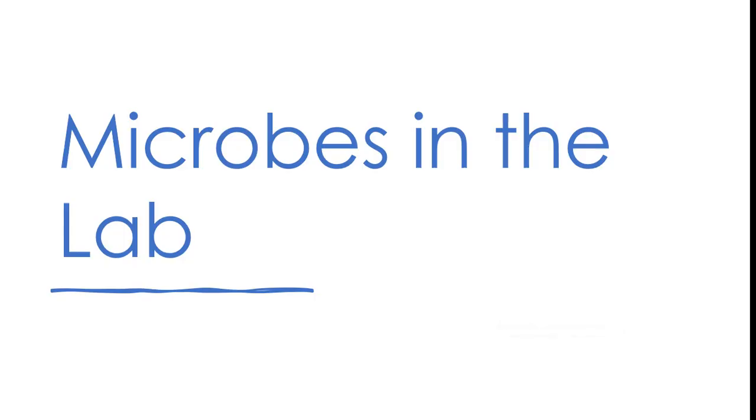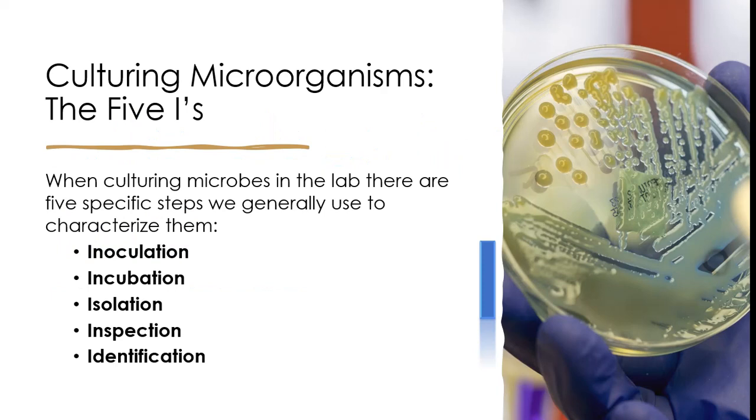As part of Chapter 2, we're going to do a brief discussion on microbes in the lab. Basically, we're just trying to get an understanding of how you culture microbes in the lab. When you're culturing microbes, especially bacteria in the laboratory setting, there are 5 steps that are generally used, and we're going to refer to those as the 5 I's. Why? Because each starts with the letter I. So you have inoculation, incubation, isolation, inspection, and identification.